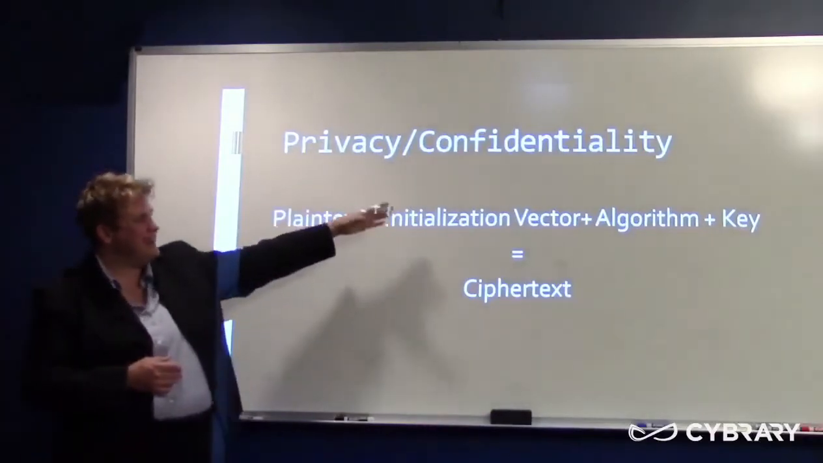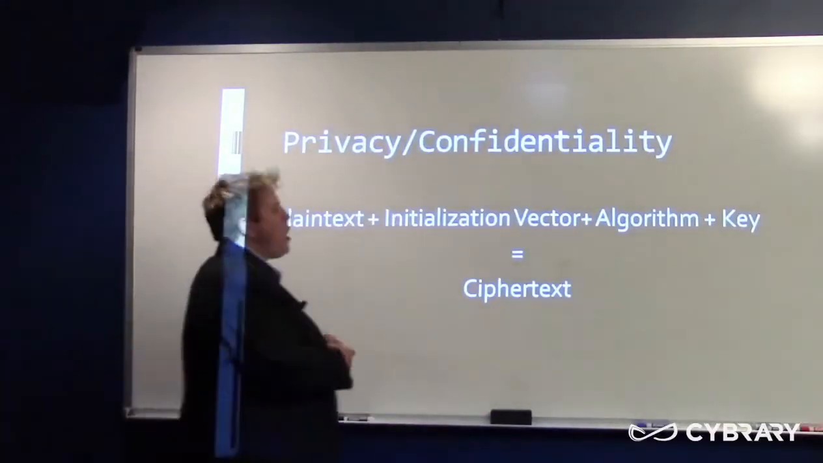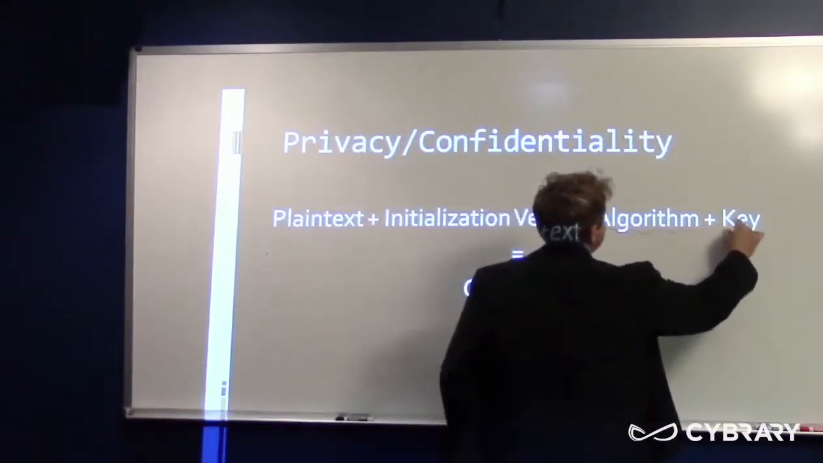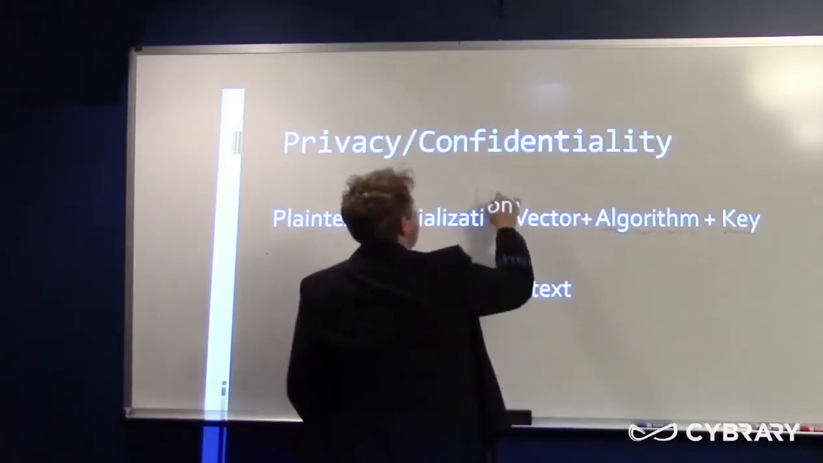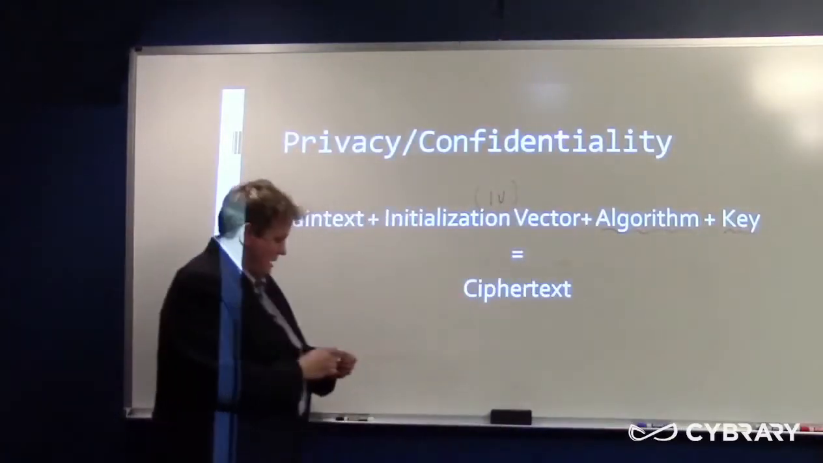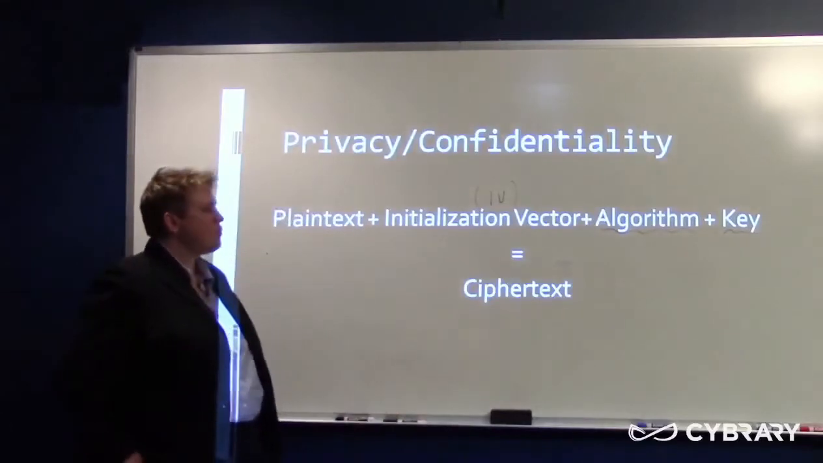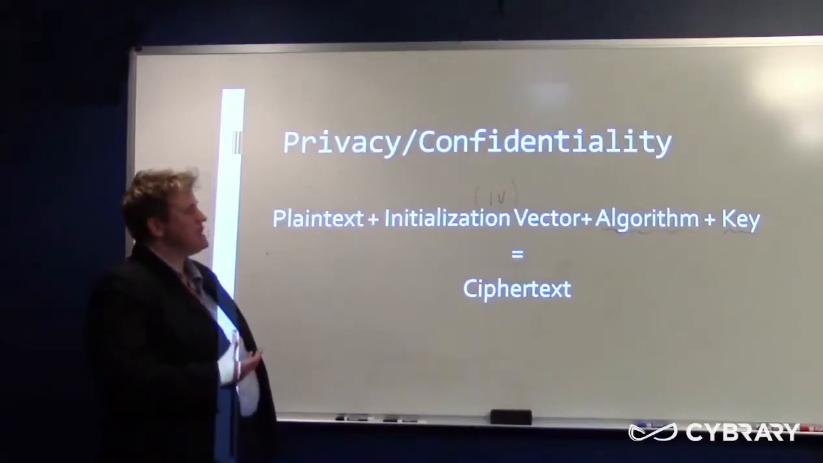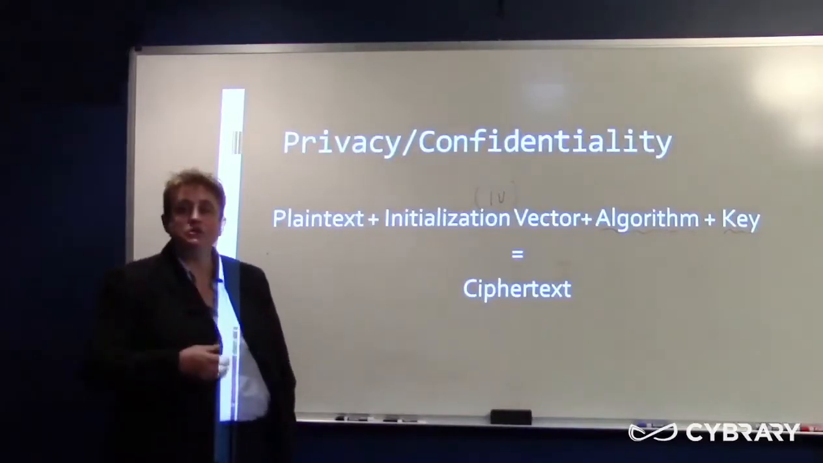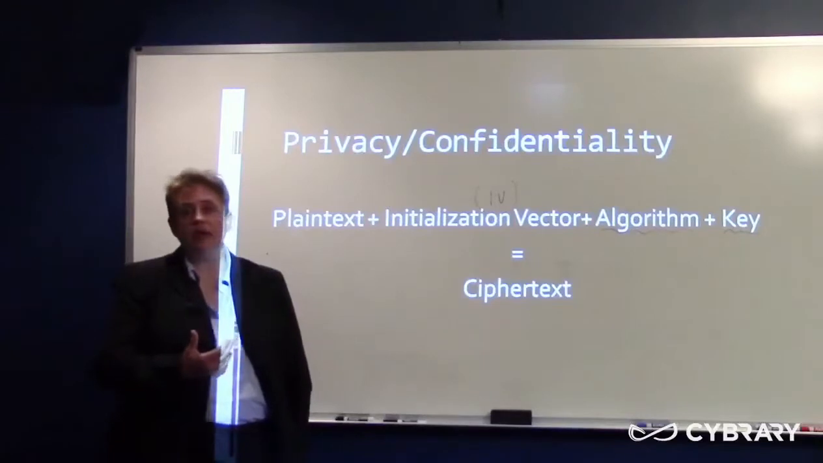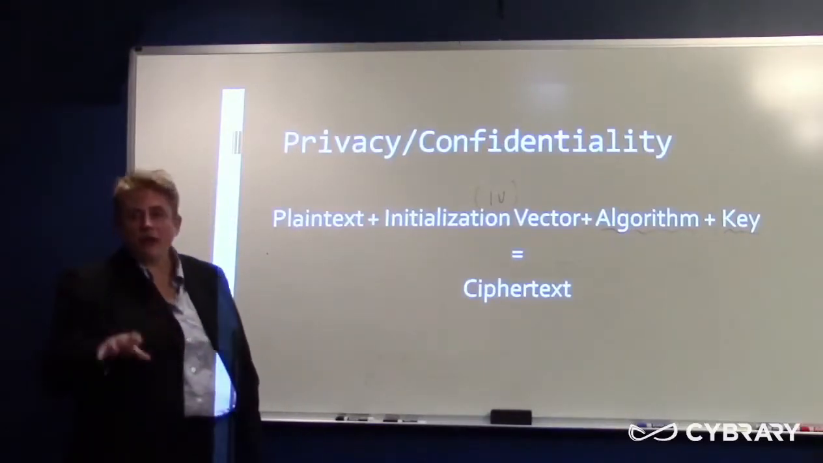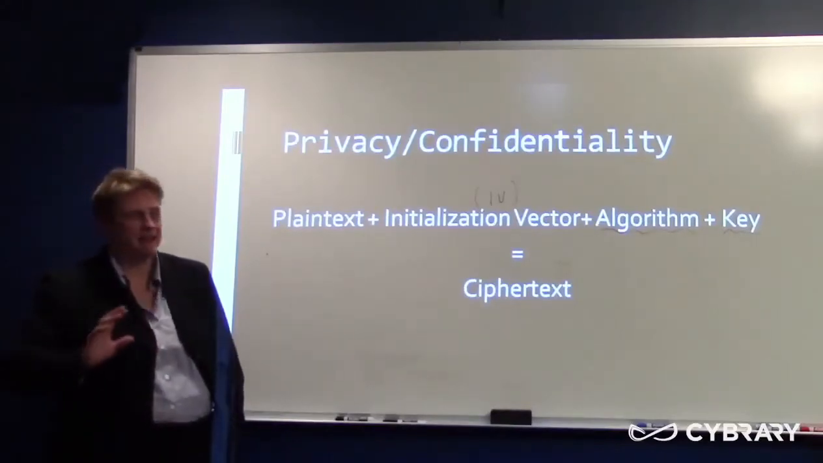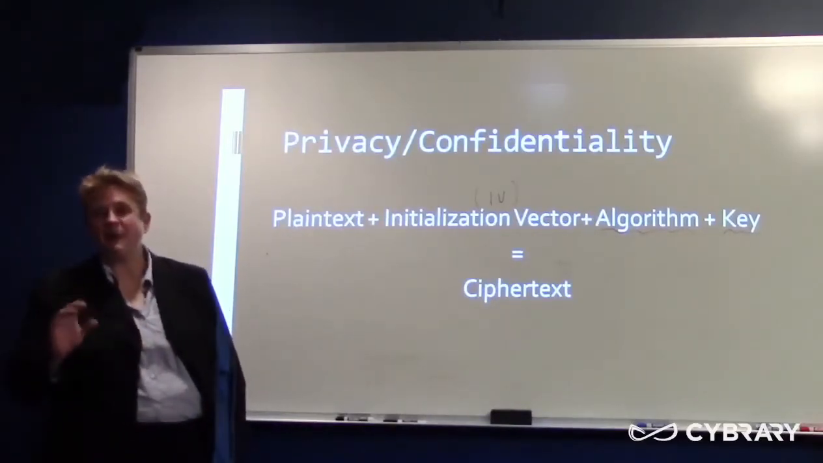The next piece, an initialization vector. Now, let me tell you, you don't always have to have an IV, an initialization vector. You're going to have an algorithm and a key, but the IV is optional. So what does an initialization vector do? An initialization vector adds randomness to the beginning of the process so that we get more randomness. And randomness is important with encryption. We always want to remove our ciphertext as far away from our plaintext as possible.